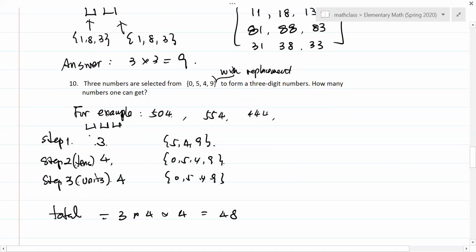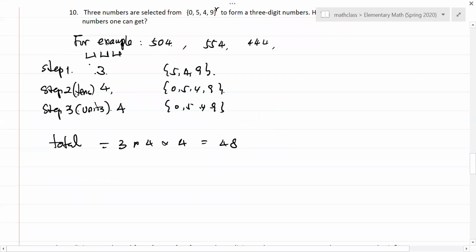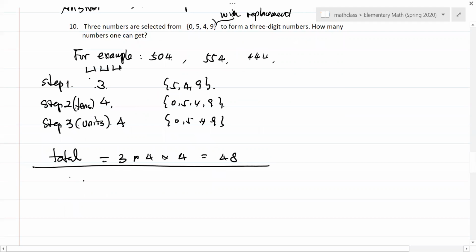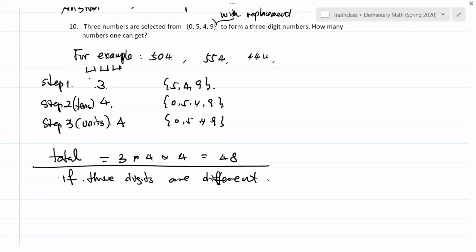Suppose you modify this. If I ask you to make 3-digit numbers where all 3 digits are different, then it will be more complicated. It's not easy to solve. That means the digits cannot be repeated. How do you do this?